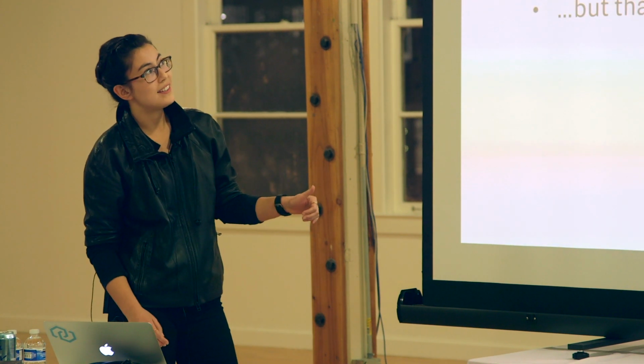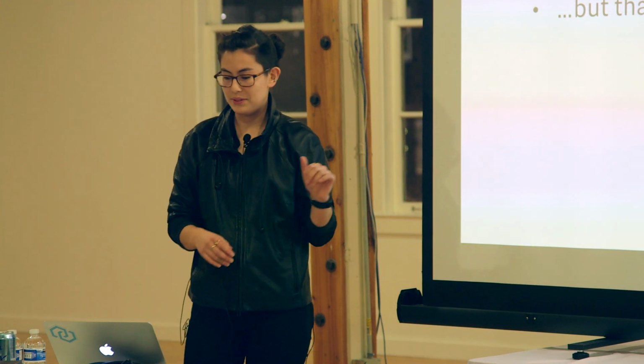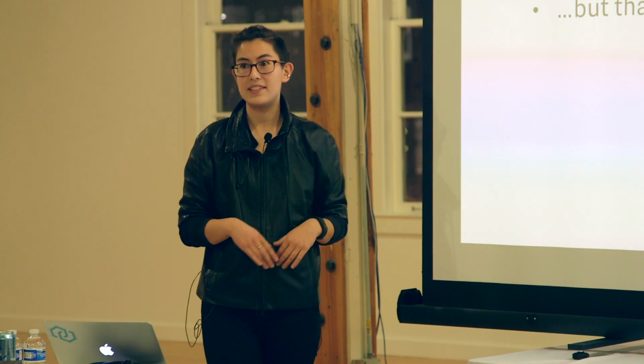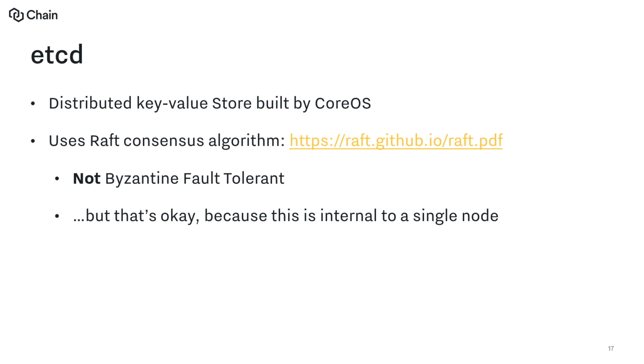If you're not familiar with etcd, it's a distributed key value store that uses Raft as its consensus algorithm. And Raft is supposed to be a more understandable version of Paxos. Raft and etcd are not Byzantine fault tolerant, but again, that's okay in this case because it's completely internal to a single node.